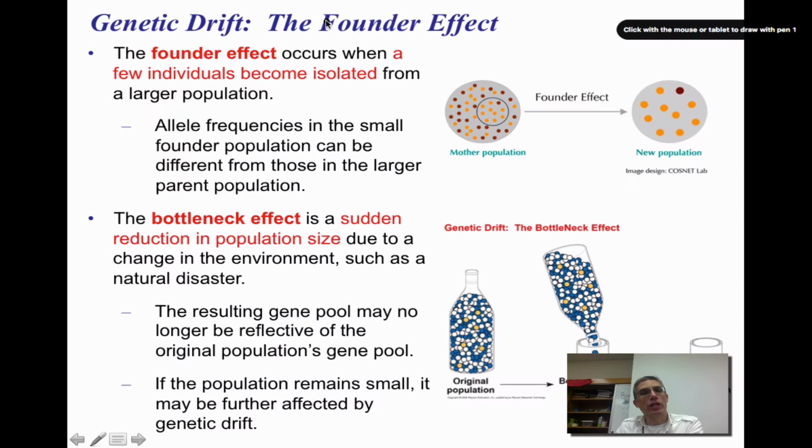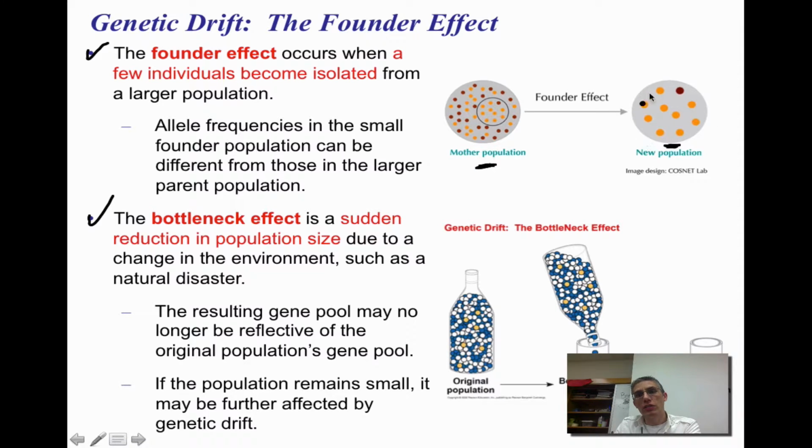Now, when you look at genetic drift, what we do is we actually have two categories for that. We have one called the founder effect, the other called the bottleneck effect. Now, the founder effect is going to occur when a few individuals become isolated from that larger population. So if you look over here, you can see a circle within this larger circle. And if you notice, if we isolate those individuals, what you see here is very different from what you see on the mother population on the left.